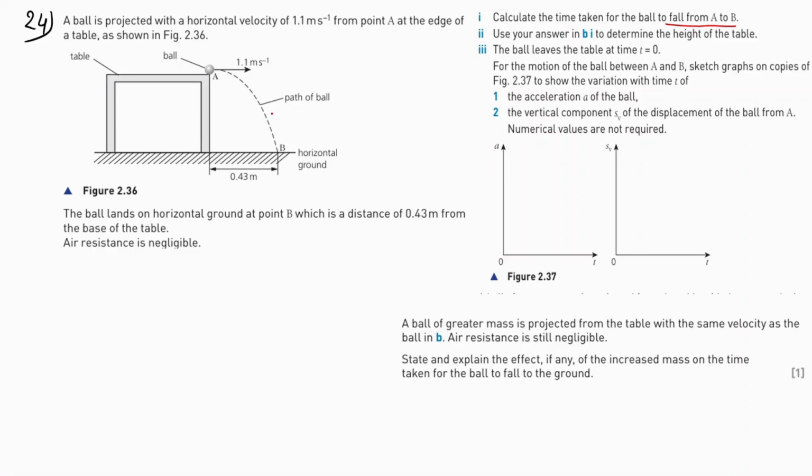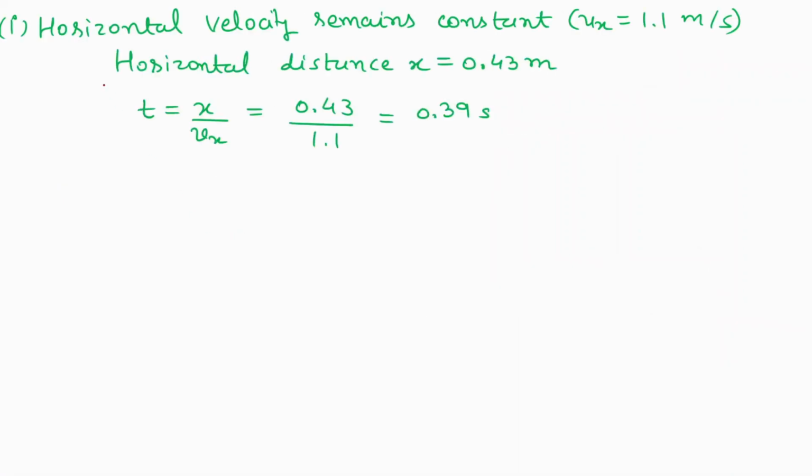Okay, we need to find the time. As we discussed in earlier sessions, this is how we find t. We have the initial velocity in the x direction, 1.1 meters per second, and we also have the horizontal distance. So use the basic definition of velocity and make t the subject, because we need to find t here. So x is 0.43 and vx is 1.1, and it will give you the answer 0.39 seconds.